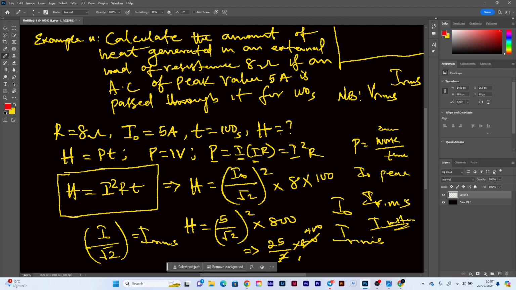So that means the heat converted is going to be 10,000 joules. And you can write it in standard form as 1.0 times 10 to the power of 4 joules, or you can write it as 10 kilojoules. Do you understand this now?